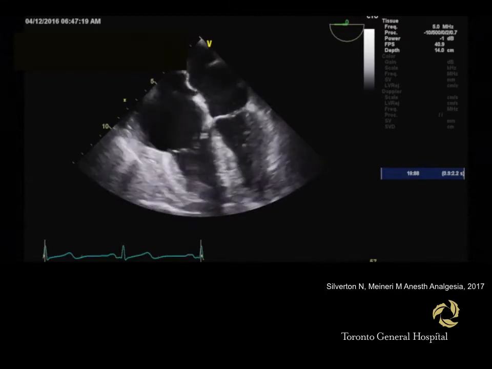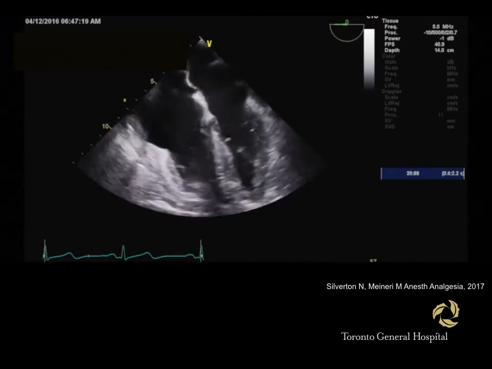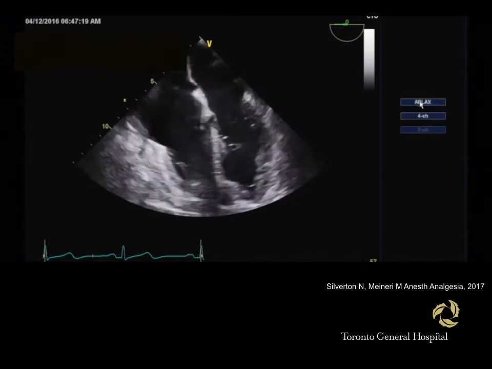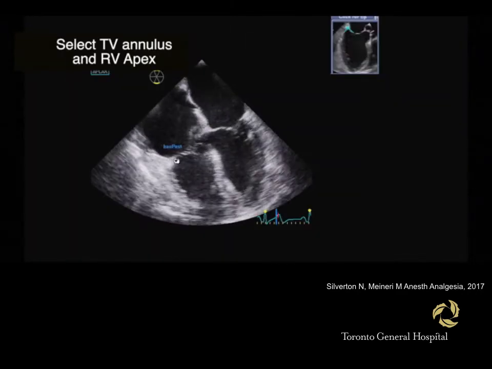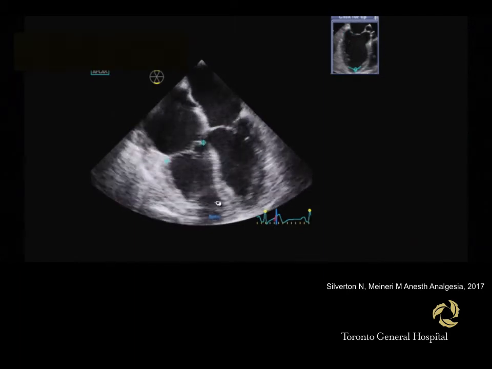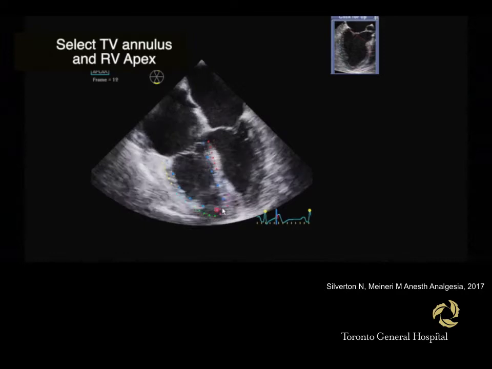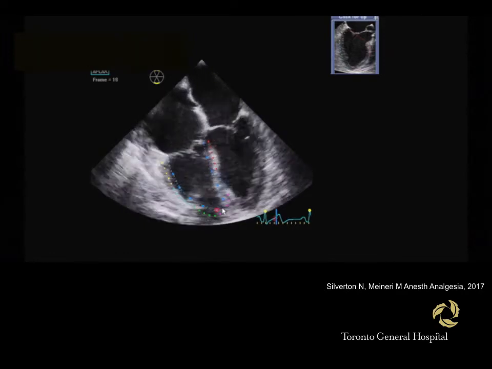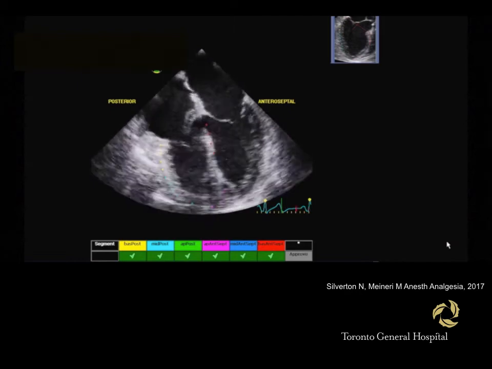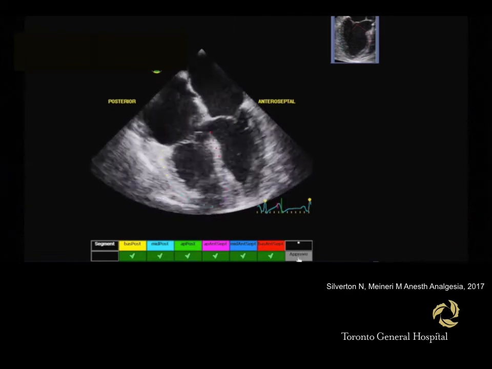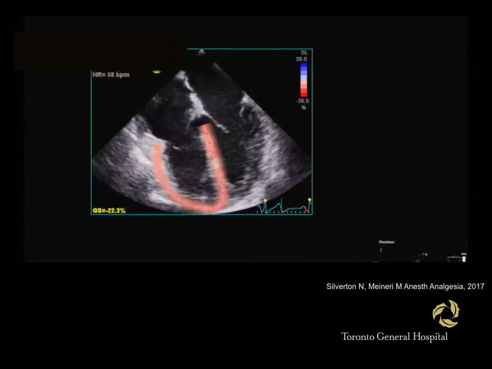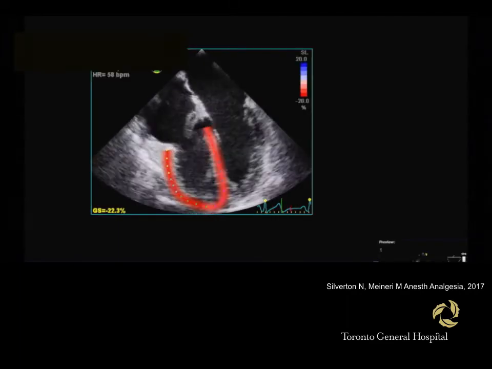If we are working with a GE system, it's a slightly different process. What we need to choose is something called AFI, and we need to tell the system this is the mid-esophageal long axis view. Same thing, we pick the tricuspid annulus, we pick the apex, and then it overlays the dots and processes it, and here it tells us how well the tracking is, and then we can put it forward, and it's going to overlay the color of the strain.